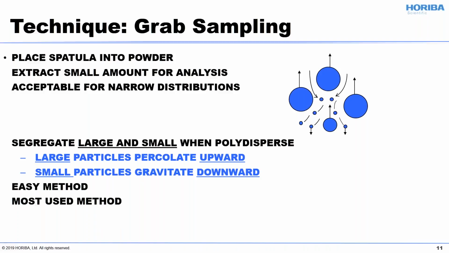So you could grab a sample, which is just hoping that the particle size distribution is narrow and there isn't too much of this segregation. And you just scoop out a little bit off the top and away you go. If you have narrow distributions, this works. It's pretty easy and it's pretty common. It's not always appropriate, even if it is common.